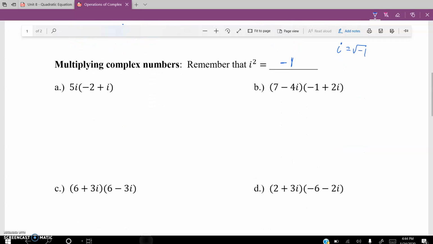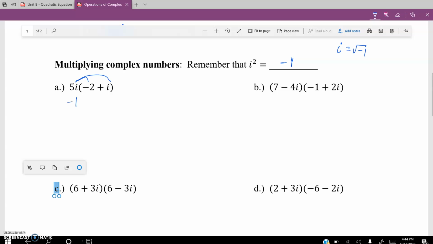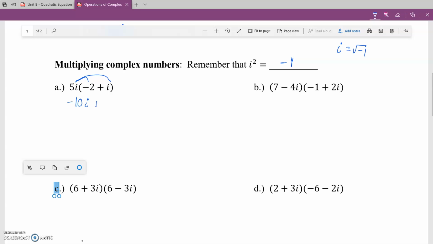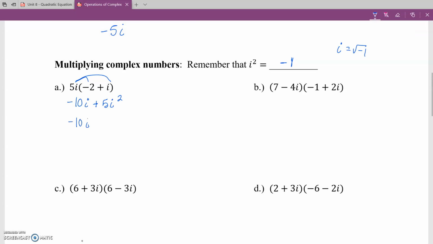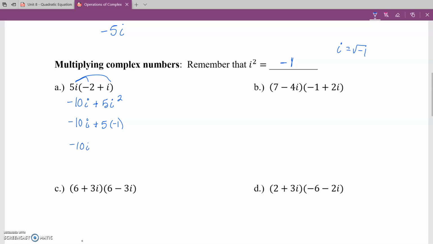So looking at A, if I distribute 5i, I have -10i plus 5i squared. But remember, i squared is -1. So -10i plus 5 times -1. Which final answer? -10i minus 5.